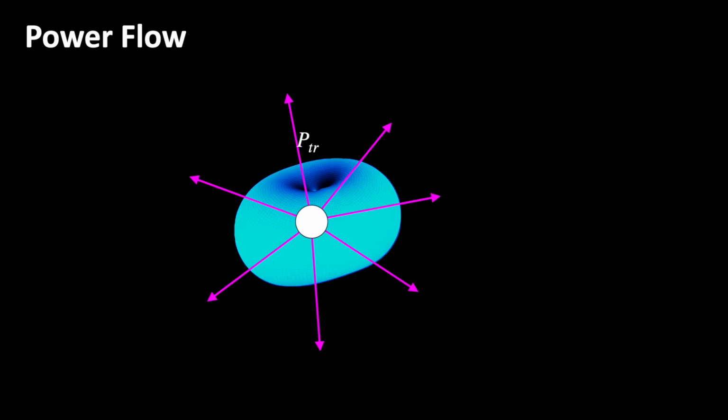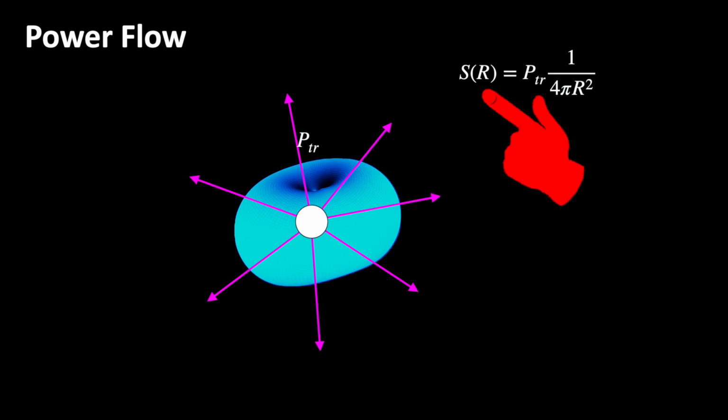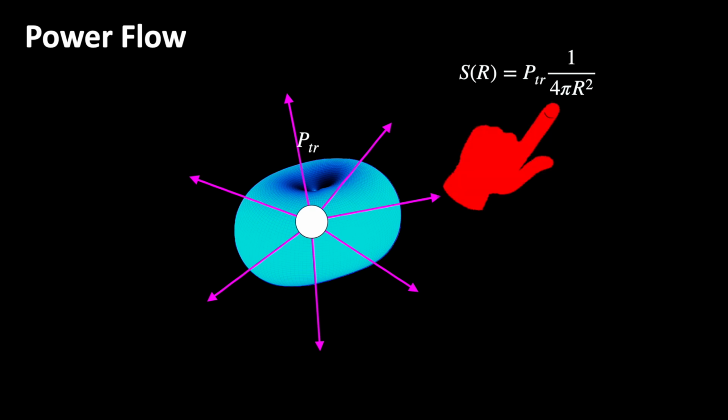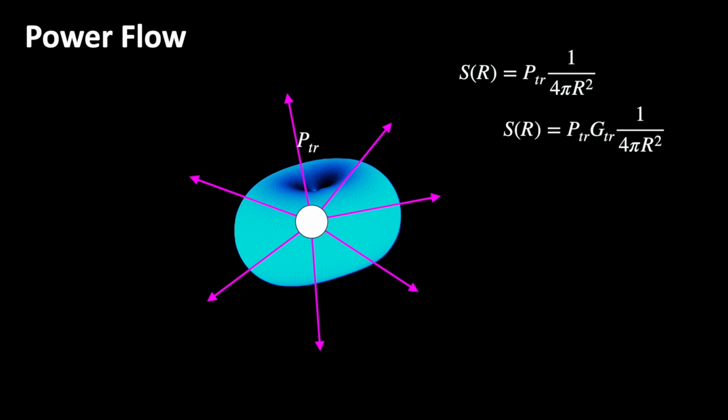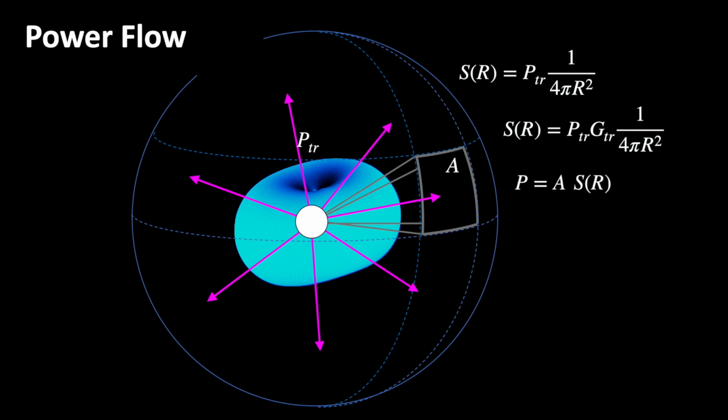If the antenna were isotropic, then the so-called Poynting vector S, which is practically the power density, would be equal to P_TR divided by 4 pi r squared. The denominator equals the surface of the sphere through which the radiated power is flowing evenly distributed. For a real antenna, we need to multiply with its gain G_TR, respectively its radiation characteristic C. The multiplication with a defined area perpendicular to S yields the power flowing through that area.